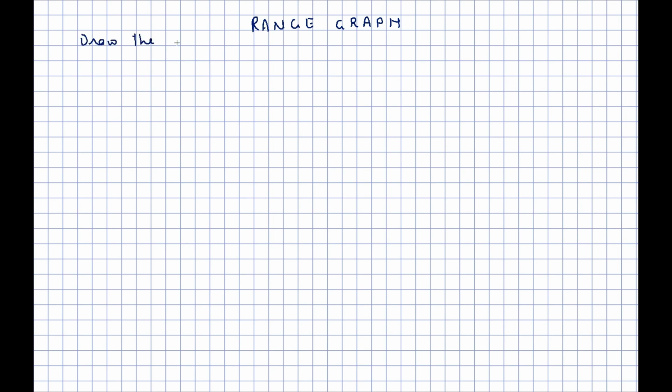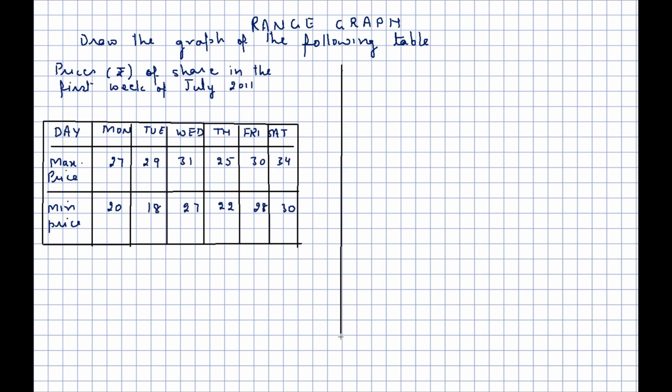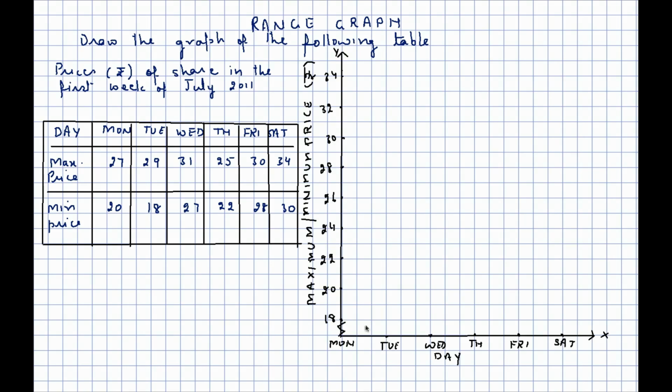Next is range graph. Draw the graph of the following table. In this table, prices of a share in the first week of July are given. First row of the table gives maximum value, second row of the table gives minimum value. To represent this table, range graph is used. Why so? Because a range graph shows two curves, one curve for maximum value and the other for minimum value for different time periods.